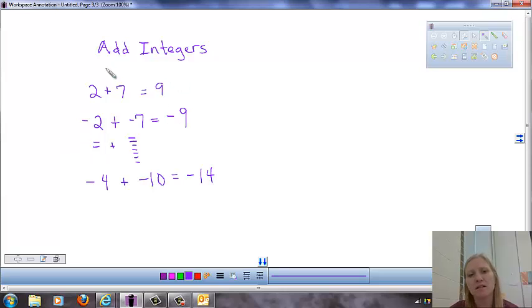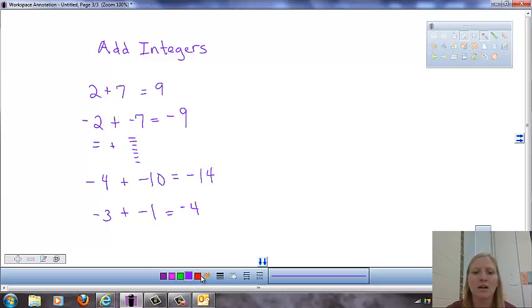That's kind of the easiest integers to add, when they're both negative. Negative 3 plus negative 1: if they're both negative, you say, well, 3 plus 1 is 4, so negative 4. That's the easy way to add integers if they're both negative or both positive.